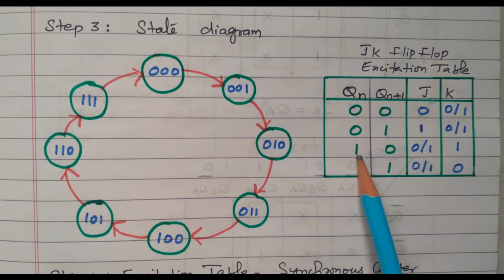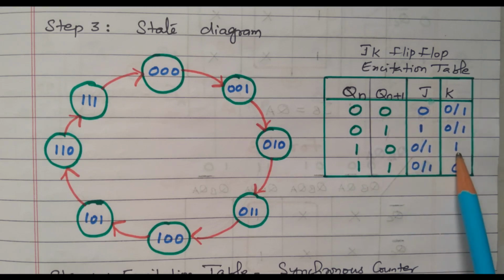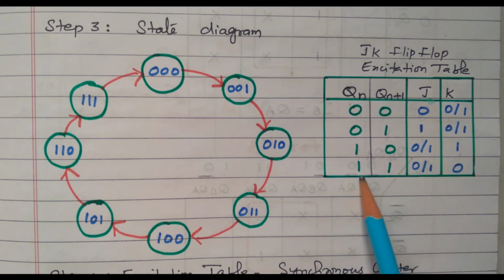The third case, so the current state is 1, and we want to change the next state into 0, from 1 to 0. What is the input required? J may be 0 or 1, K is 1. The second, then the last one.